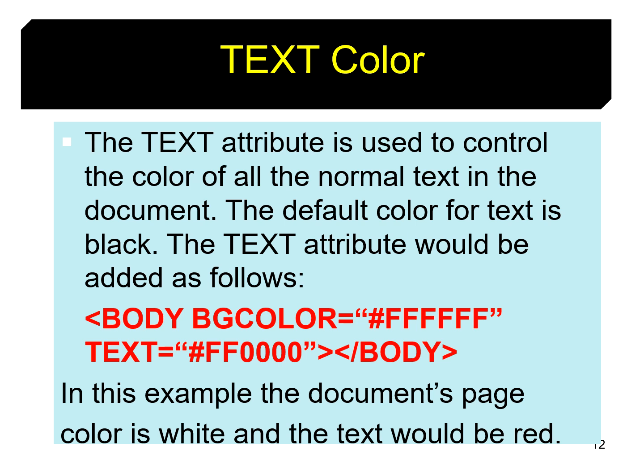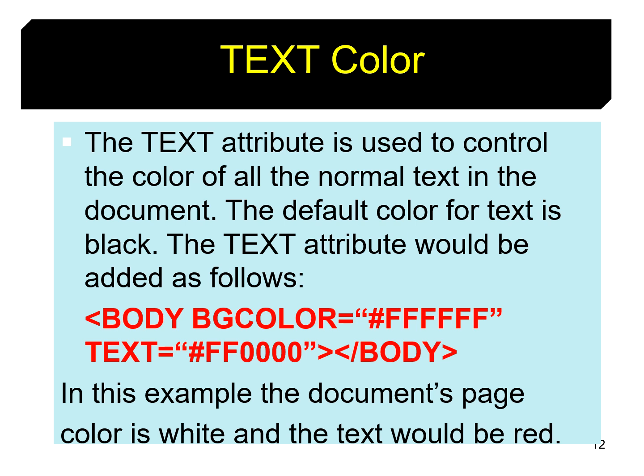The text attribute is used to control the color of the normal text in the document. The default color of the text is black. The text attribute would be added as follows, same as the example given above.